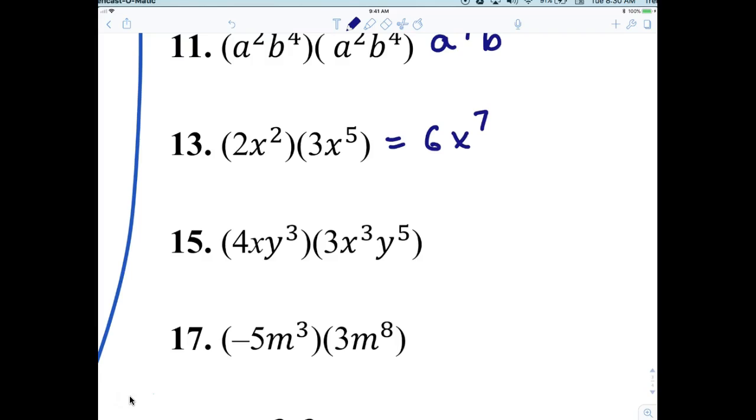Now I'm looking at x to the 7. I have a 2 and a 5. Even if I don't know, even if I have no idea how to do the problem, and I tell you that's the answer, and you know when I say that's the answer, that's the answer, I want you to be able to say, instead of saying, how did you get that?